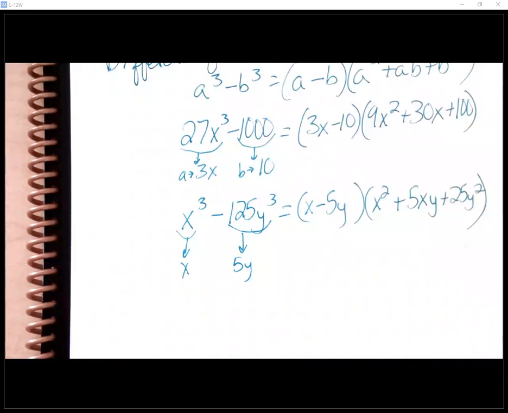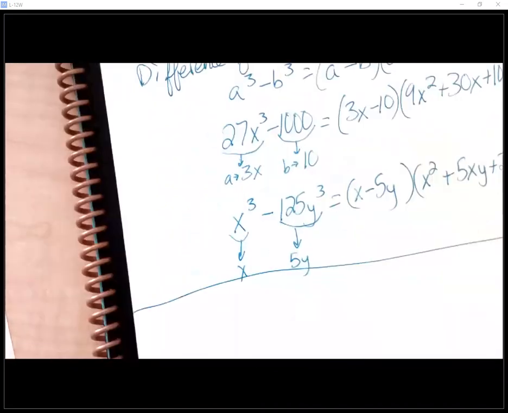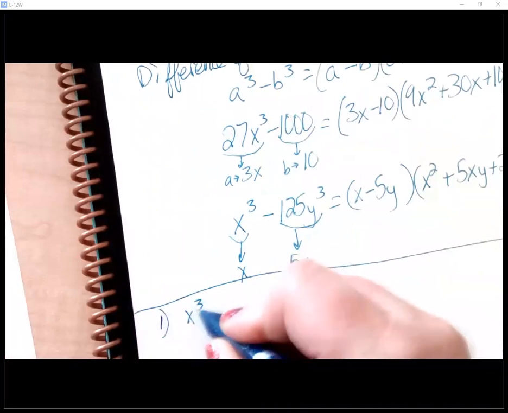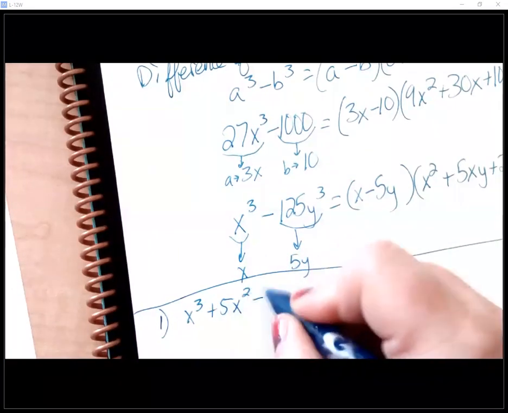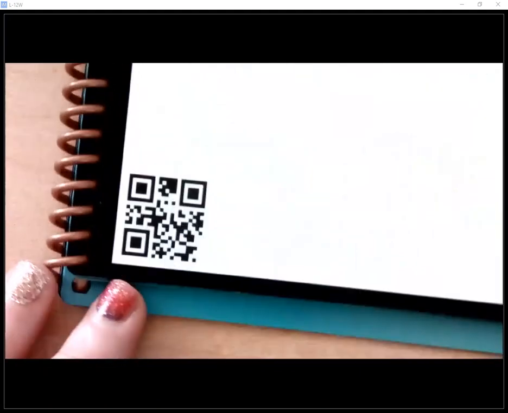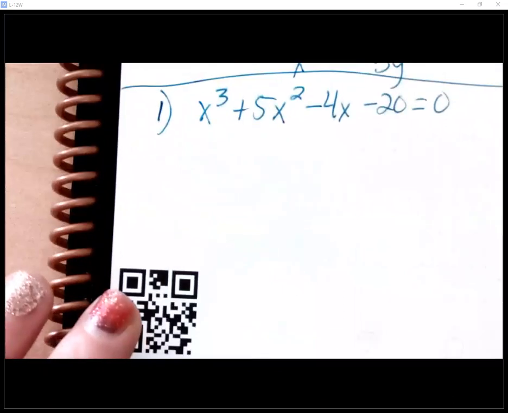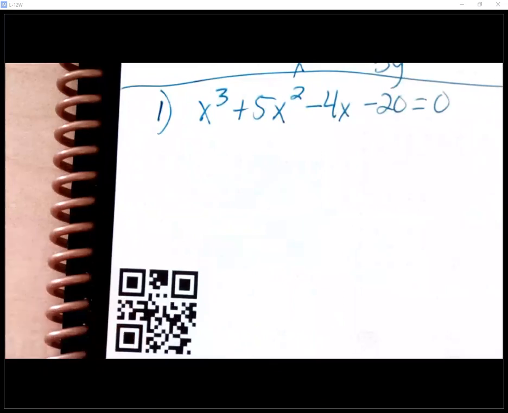Okay. I gave you this worksheet. Why don't we look at number 1. Number 1 is not a sum or difference of cubes at all. It looks like this. You've got x cubed plus 5x squared minus 4x minus 20 equals 0. And my claim is that you actually already know how to do this. Let's line this up here. There we go. You know how to factor this.